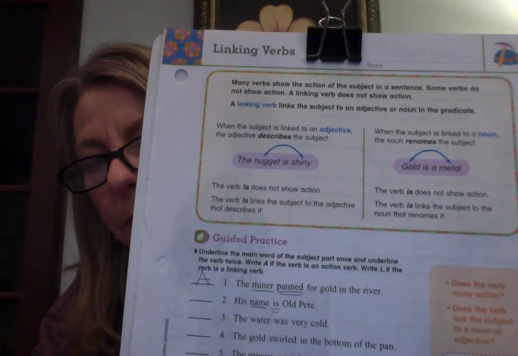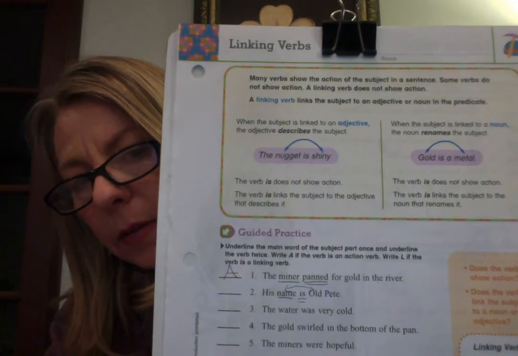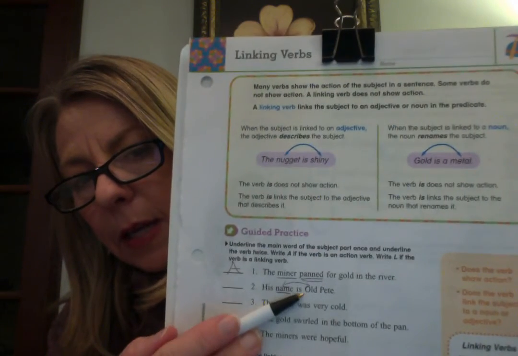So this is a linking verb because it's like an equal sign, okay? And then we can say that name and Old Pete are linked together. This right here is a linking verb, so we're going to put L right here for linking. Okay, number 3.